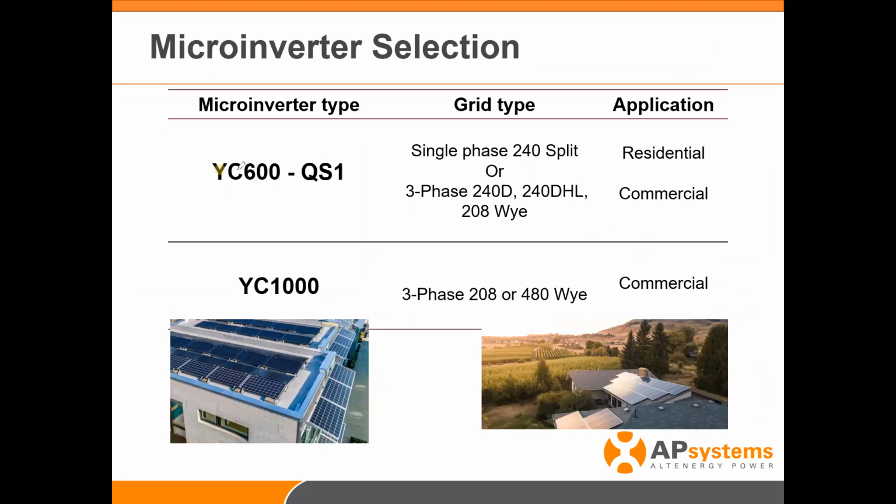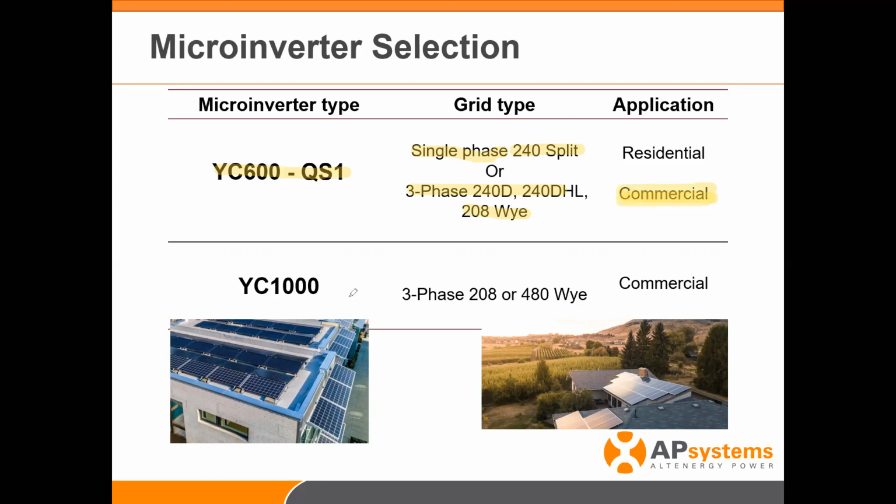Like we talked about, the 600 and QS1 are both single phase inverters. So there's 2 lines and a ground coming out of here. But like I said, a 240 split or 3-phase for the deltas, delta high legs, and also 208Y. So it can be used in a commercial environment, and very widely is used in a commercial environment.